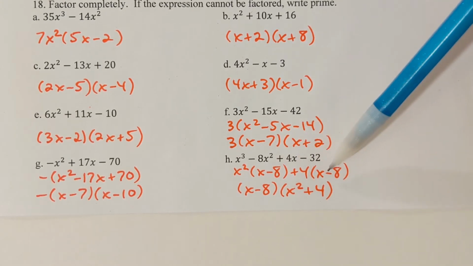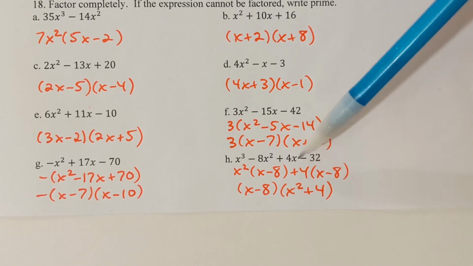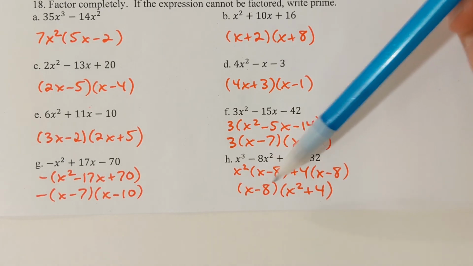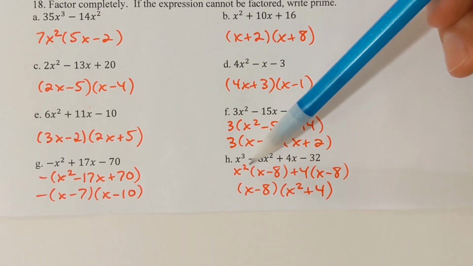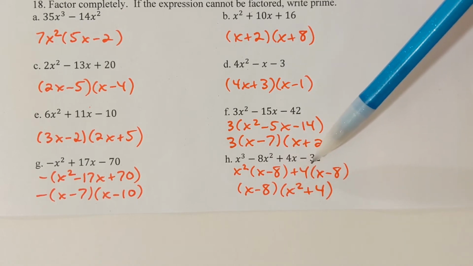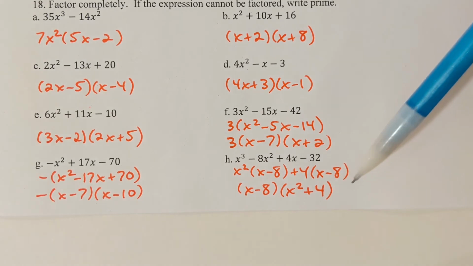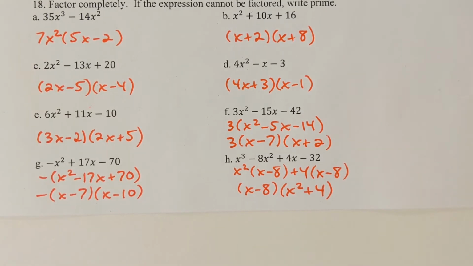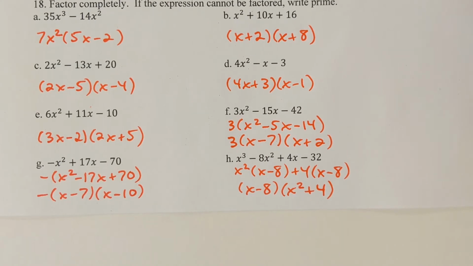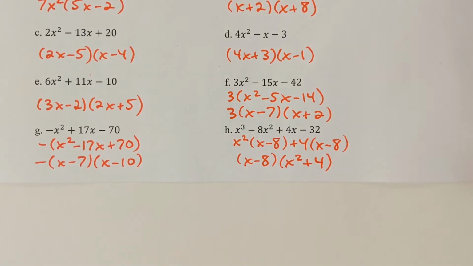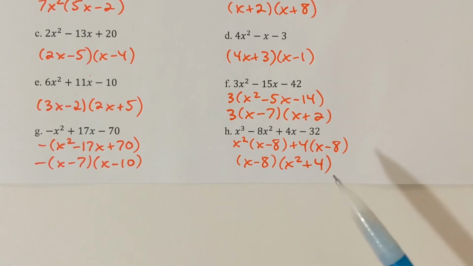Now I've got x minus 8 in common to these two groups. Let's go ahead and factor that out of the whole thing. The leftover then from group 1 would be x squared. The leftover from group 2 is a plus 4. And now I'm done factoring. Okay, so factor by grouping sometimes comes up in a few of these problems. The idea is to establish groups and have the common factor in each one of those groups.